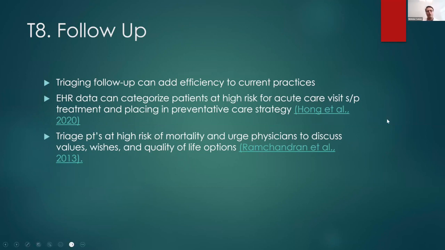And then also on the more human side of AI and patient care, you can triage a patient and figure out if they have a high risk of mortality. If they do, the AI program would inform the physician, and that should urge them to discuss values, wishes, and quality of life options. Having these tough discussions with patients improves a patient's mood, end-of-life care, and ability to accept death.